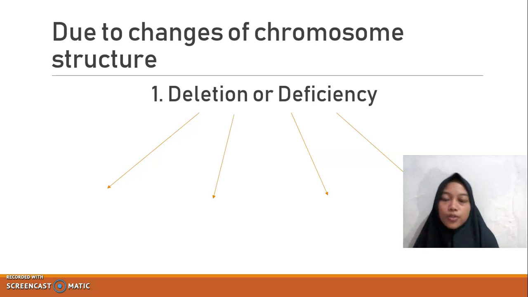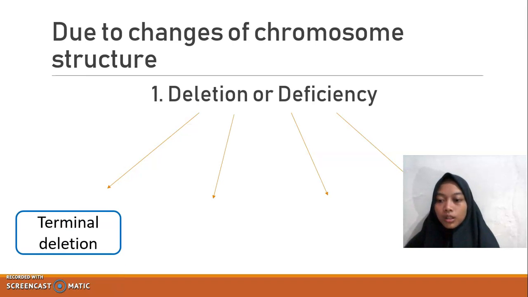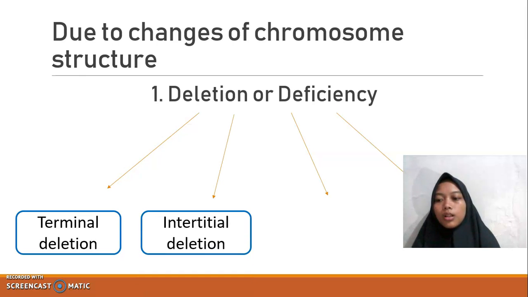For change of chromosome structure, number one is deletion or deficiency. Deletion or deficiency is due to lack of chromosome segment. There are four parts. The first is terminal deletion, or deletion that lose the end of chromosome segment. Number two is interstitial deletion, is the deletion that loses the center of chromosome.